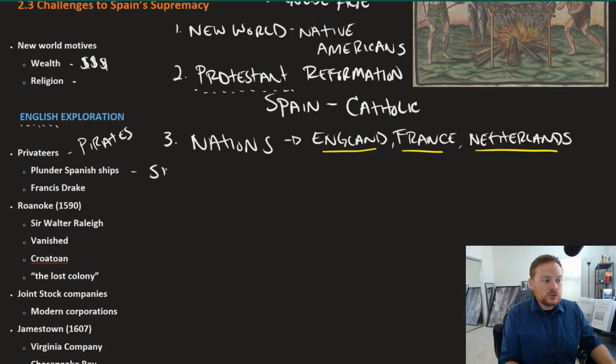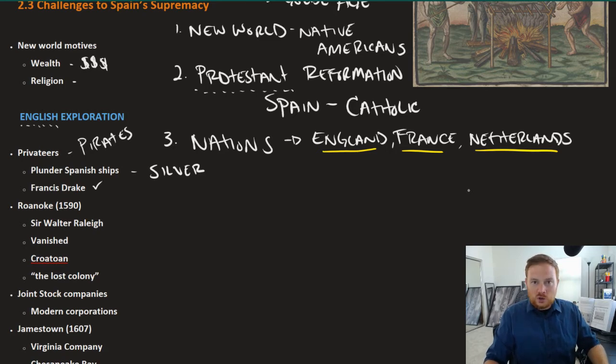And this was due to the large amount of silver that was being extracted out of the New World. One of these notable privateers was Sir Francis Drake, who sailed on behalf of England. England, again, being a Protestant nation, Spain being a Catholic nation. So religiously, there certainly was no love lost. Remember the Spanish Armada and the way that the English had defeated Spain in that particular battle.